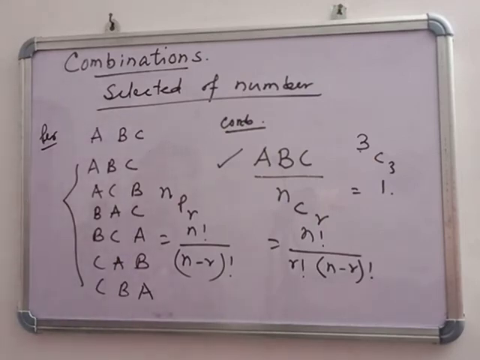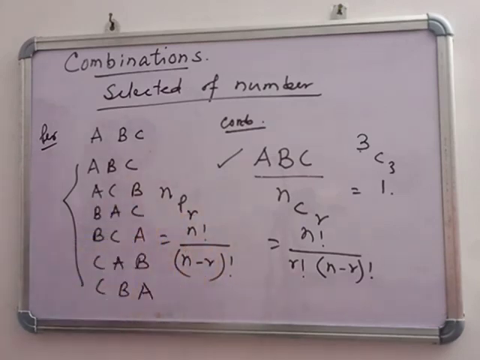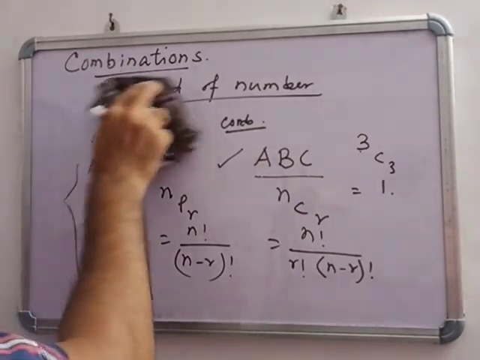Now here you see that this is the same thing, nPr. You have to choose the 3 alphabets and arrange them, which gives the value of 6. So this is the difference between permutation and combination. Now we are going to the formula for combination.